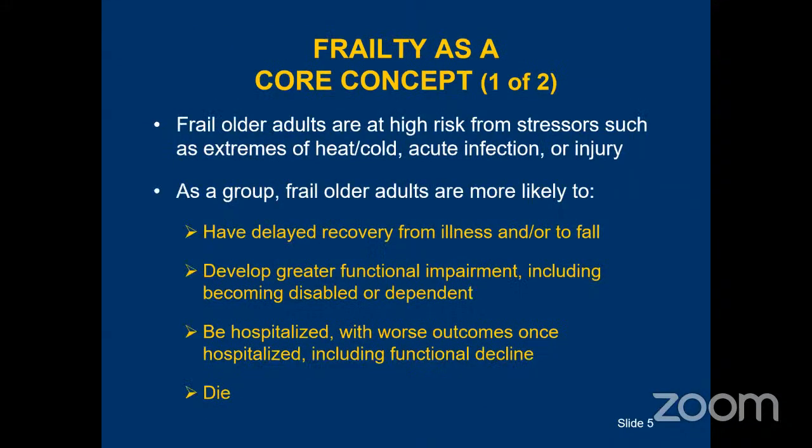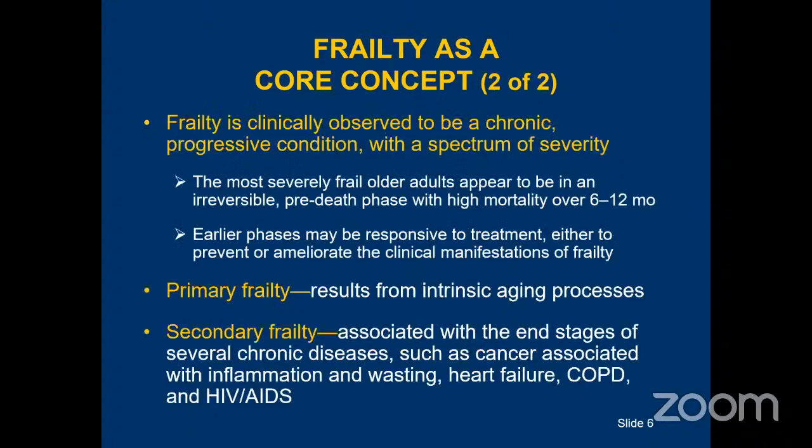So we're going to start. What's the core concept of frailty? First of all, frail older adults are at high risk from stressors such as extremes of heat or cold, acute infection and injury. So these patients have delayed recovery from illness or falls, develop greater functional impairment, including becoming disabled or dependent, and are hospitalized with worse outcomes once hospitalized, up to death. So this is why we have to diagnose this patient, who would be a frail patient.